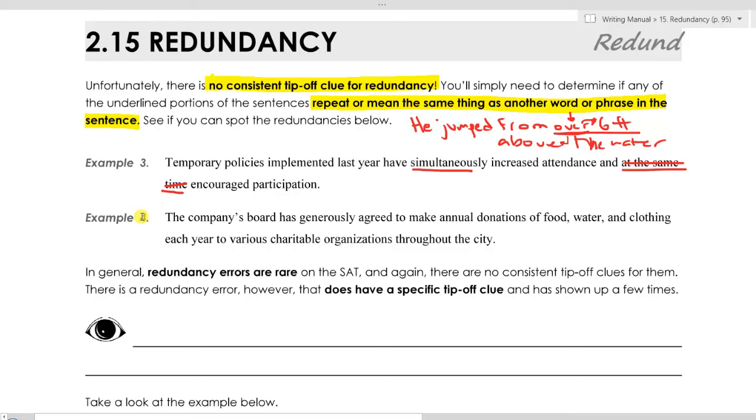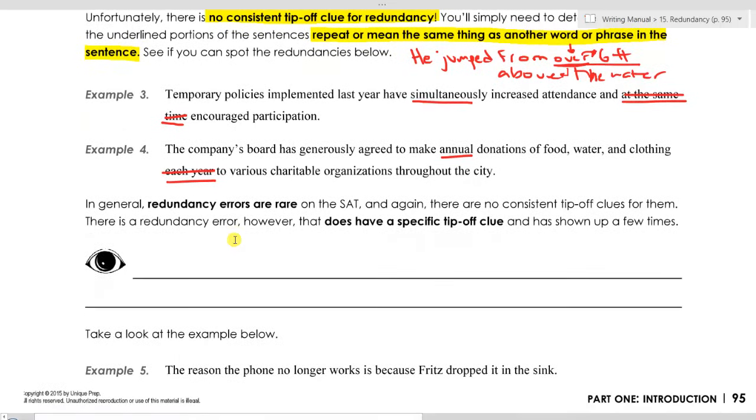In example 4, the company's board has generously agreed to make annual donations of food, water, and clothing each year to various charitable organizations throughout the city. Annual and each year mean the same thing. You do not need to say that they make annual donations each year, because when you say they make annual donations, you are saying they make donations each year. So again, you do not combine annual with each year.